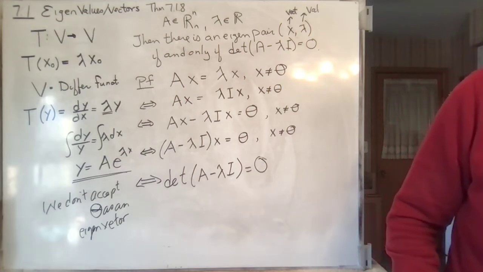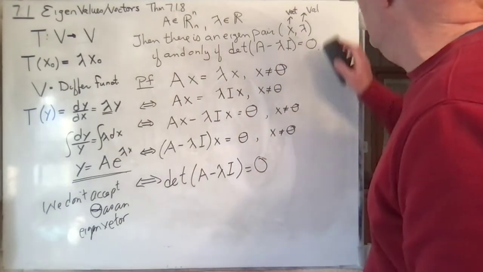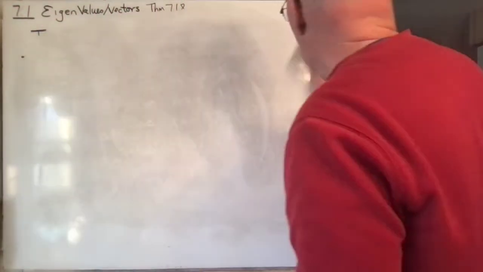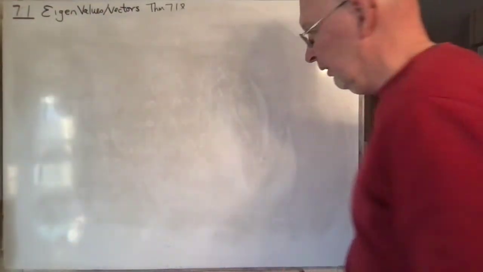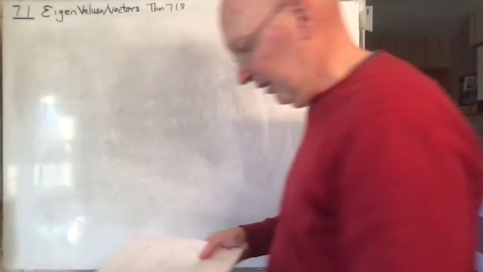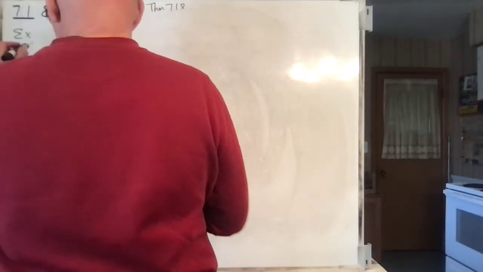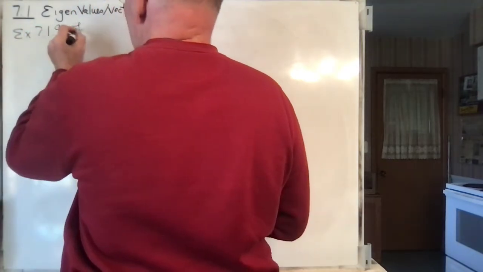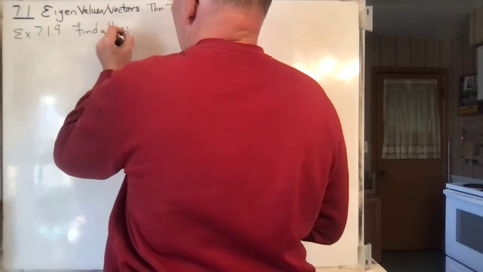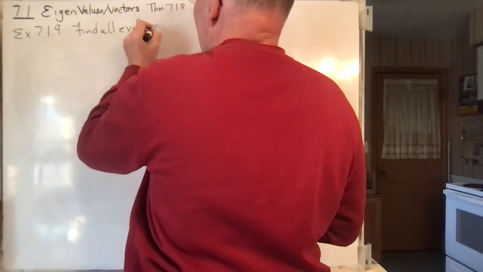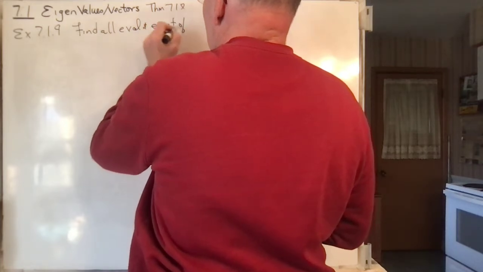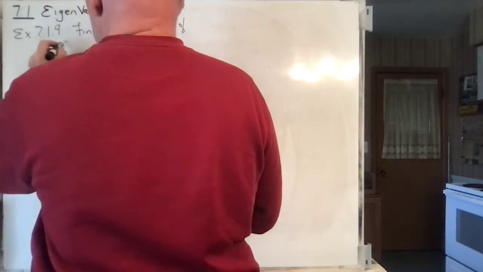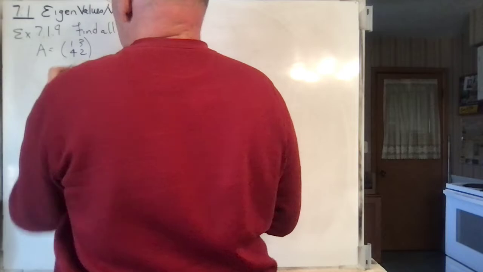Okay? So let's see once how this is all now used to solve some key problems. We're going to be doing all sorts of them like this, and so I'll erase the board to get the whole thing. Okay, so this is example 7.19, and I say find all eigenvalues and eigenvectors of A equals 1, 3, 4, 2, of that matrix.